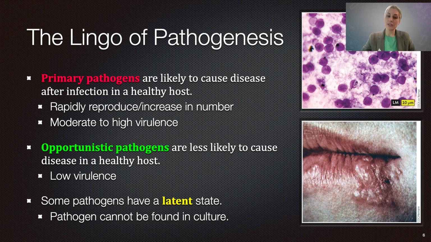With HSV, approximately 70 to 90% of people have an HSV infection, whether that's HSV1 or HSV2, oral or genital infections. But many people actually don't show the signs and symptoms of HSV infections. And that's because it's in a latent state. So the virus is actually storing its genetic information within cells and not actively being expressed.